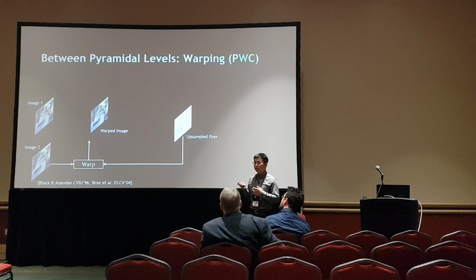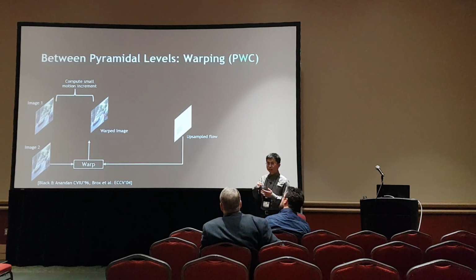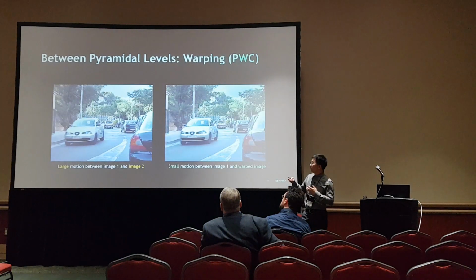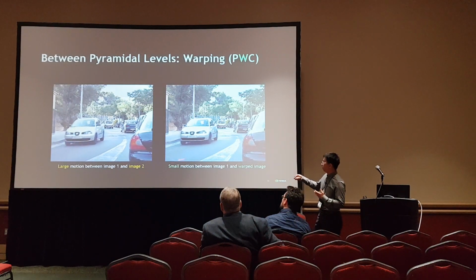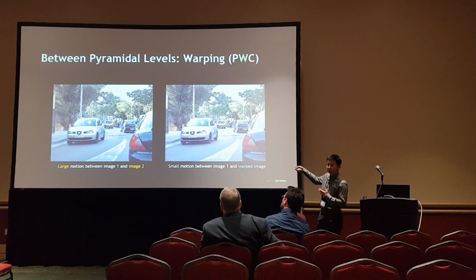And the motion between the warped image and the first image is much smaller. So that's easier to estimate, and we can use a small search range. To give you some intuition, this is an illustration. You can compare the first image, second image, first image, warped image. You can see the motion is much smaller.